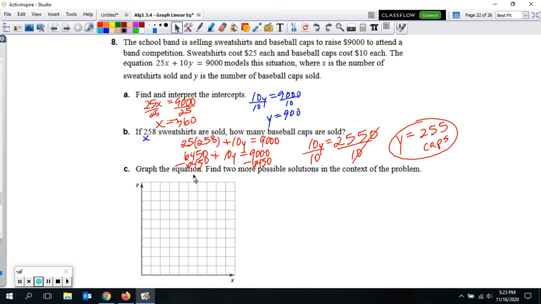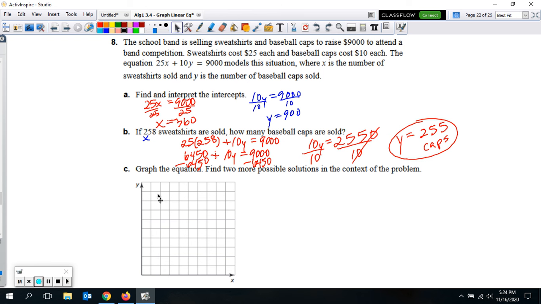Now in the letter C it says graph the equation. Find two more possible solutions in the context of the problem. So this is one scenario for them to be able to raise $9,000, if they sell 258 sweatshirts and 255 baseball caps, they would raise the $9,000 they need. But there's obviously other combinations that we can do. So graphing it would actually show us all the other different combinations. So let's go ahead and graph it on this coordinate plane here.